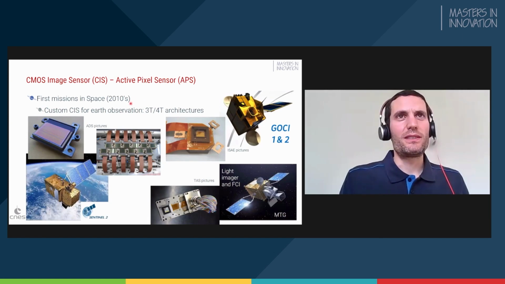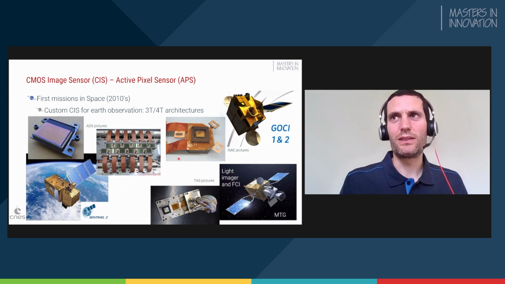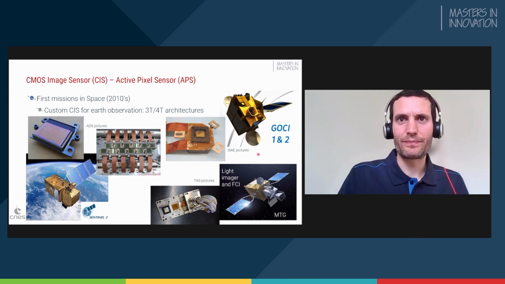Then people started to see the interest for more conservative missions with science and engineering, and they started to use these CMOS active pixel sensors inside all kinds of missions, including the Sentinel-2 here. For example, we had GOSI 1 and 2, Light Imager, and FCI with MTG.